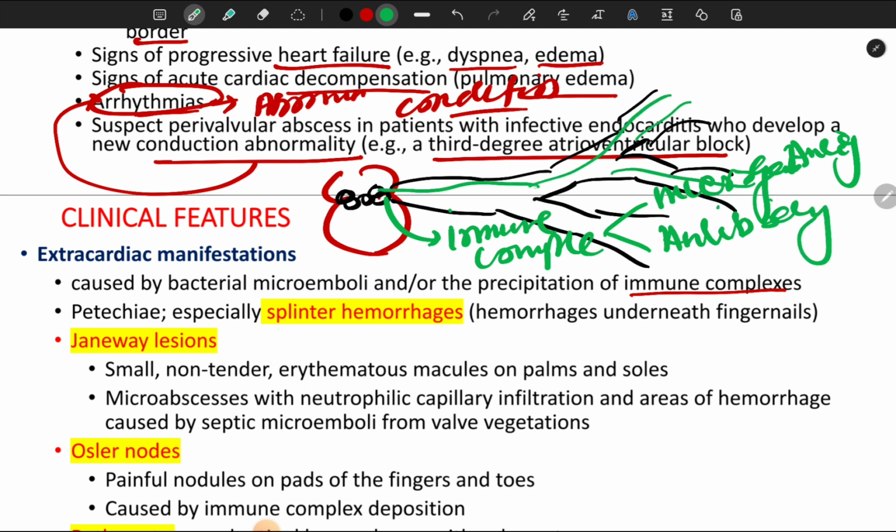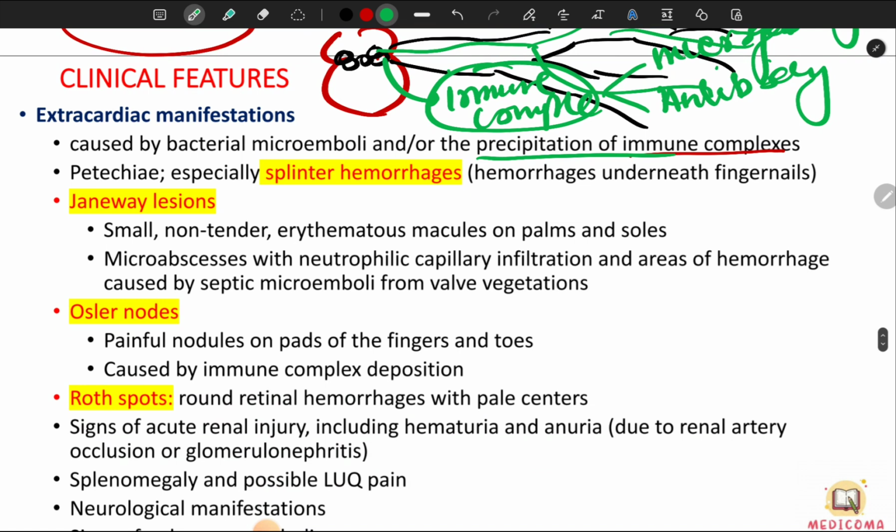These extracardiac manifestations are due to immune complex deposition in other body organs and sites. So what manifestations do we see? There are petechiae. Petechiae means there is bleeding below the skin, and especially splinter hemorrhage. What is splinter hemorrhage? It's a hemorrhage underneath the fingernail, due to this immune complex deposition. And Janeway lesions are small non-tender erythematous macules on the palm and the sole. Micro abscess with neutrophilic capillary infiltration, an area of hemorrhage caused by septic microemboli from the valve vegetations. So in Janeway lesions we can see splinter hemorrhage.